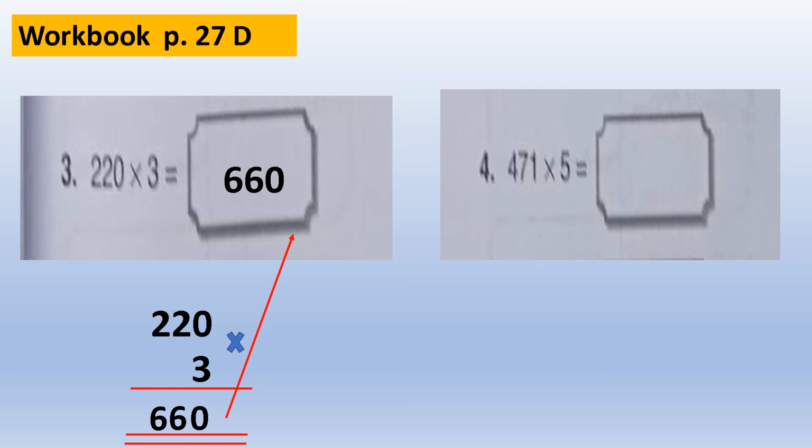Number 4. Let us read the problem. 471 times 5. So write the numbers vertically and then multiply 1 and 5 is 5. 7 times 5 is 35, but you write only 5 and then carry over 3. And then 4 times 5 is 20 plus 3 is 23. Don't forget the comma after the third digit from the ones place. Now let us move on to number 5. Let us read the problem first.